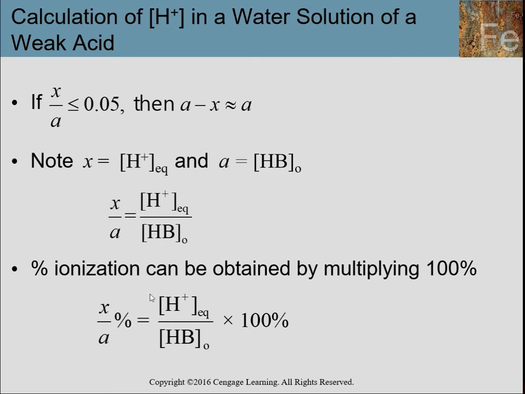Okay. Another thing that's going to show up on the OWL is a calculation of ionization. Now, it's a little different. Ionization, if you think about the way that an acid ionizes, if you take the original acid, HA, in its original concentration, and you want to know what percentage of the original concentration ionized, you would take the amount of hydrogen ion that was created and divide it by the original amount of the acid. Not the amount of acid at equilibrium, but the original amount of acid.